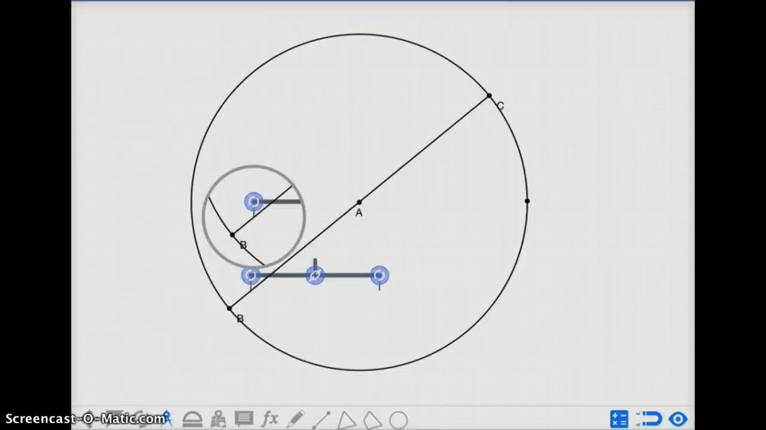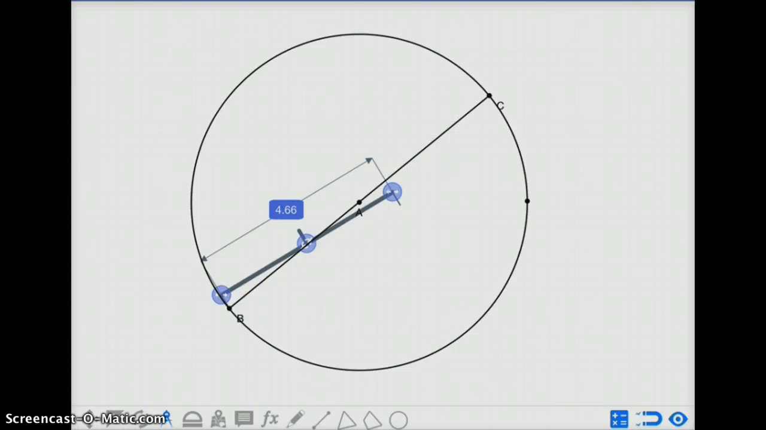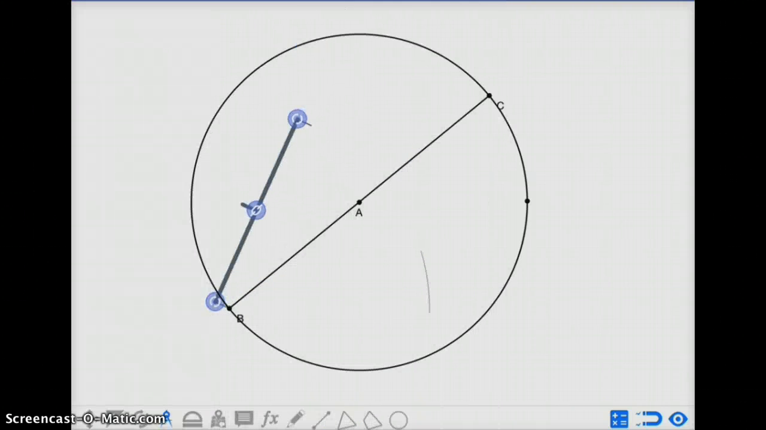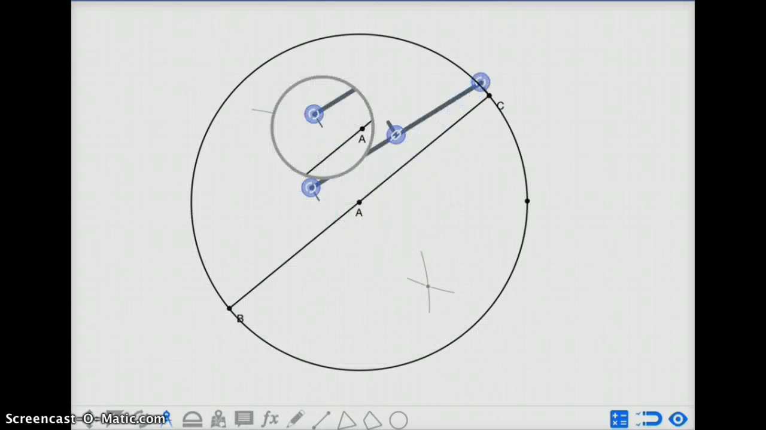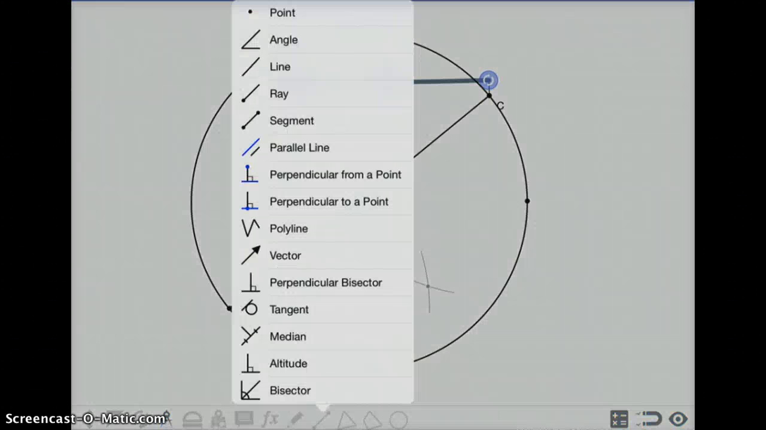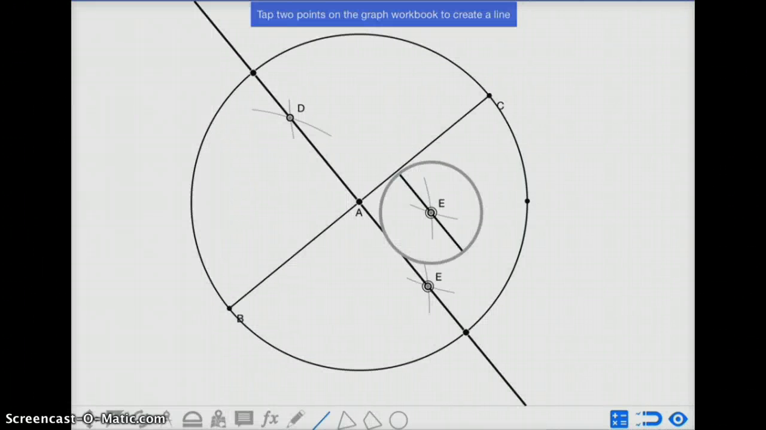Grabbing my compass, making sure it is at least over half the distance across, bring it down and mark below and above where I need to make that perpendicular bisector. Then do it from the other side, mark below and above. Then if I create a line through those two points, I will have a perpendicular bisector of my original.